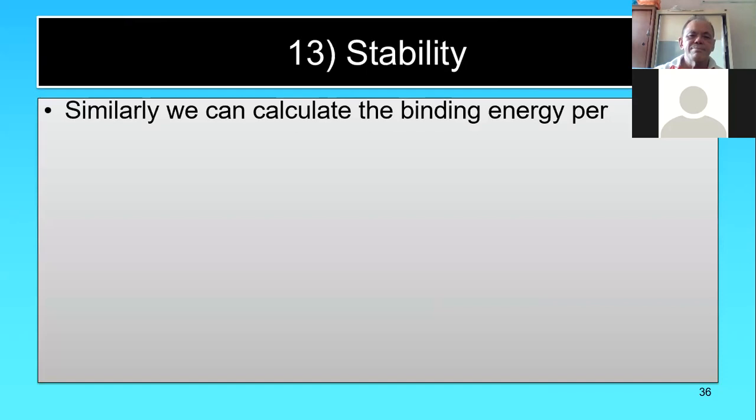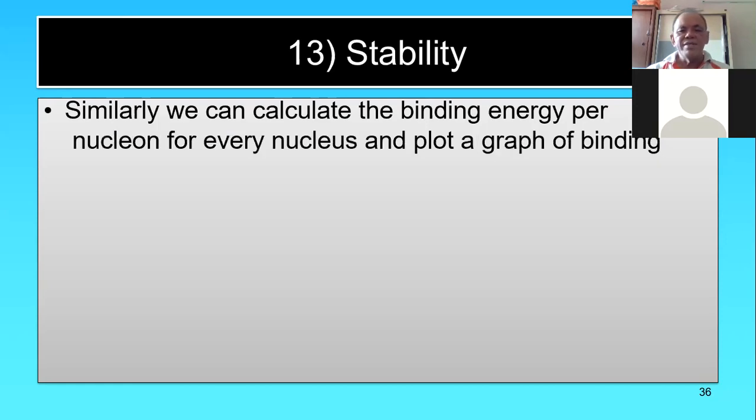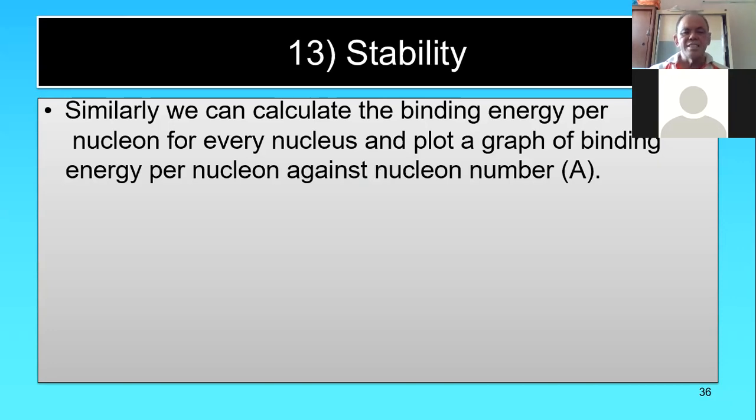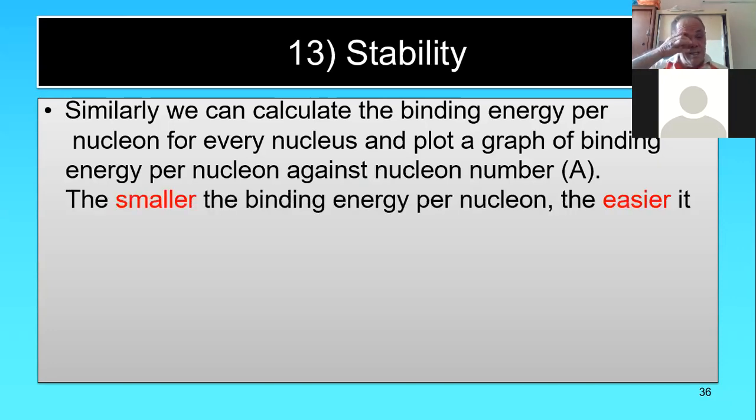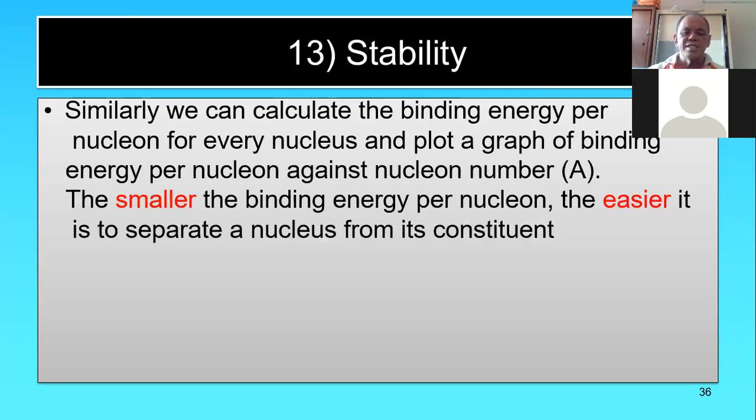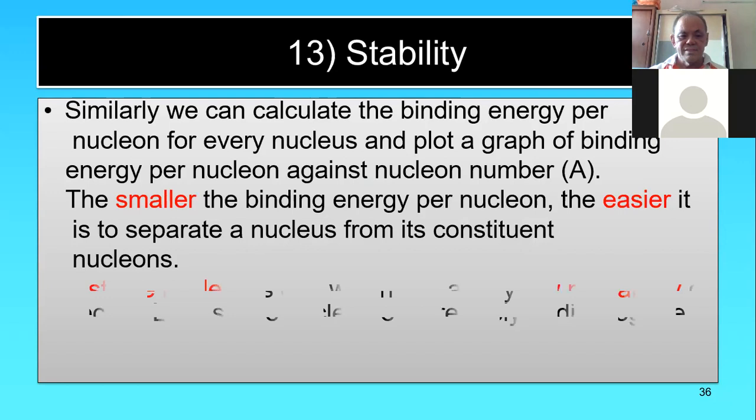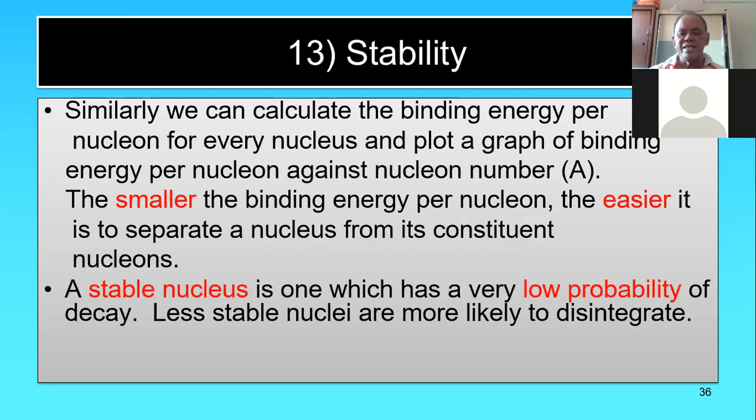Okay, stability. Similarly, we can calculate the binding energy per nucleon for every nucleus and then plot a graph of binding energy per nucleon against the nucleon number. Right? Remember, the smaller the binding energy per nucleon, the easier it is to separate the nucleus from its other nucleons. So a stable nucleus is one which has a very low probability of decay. Right? We will study radioactivity after this topic.